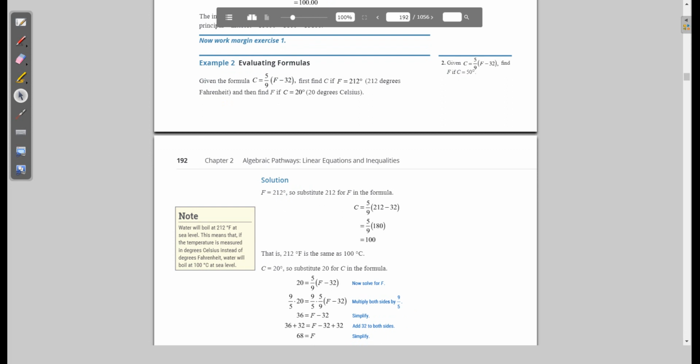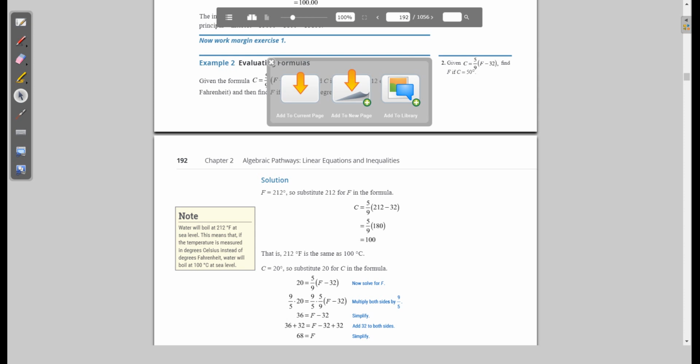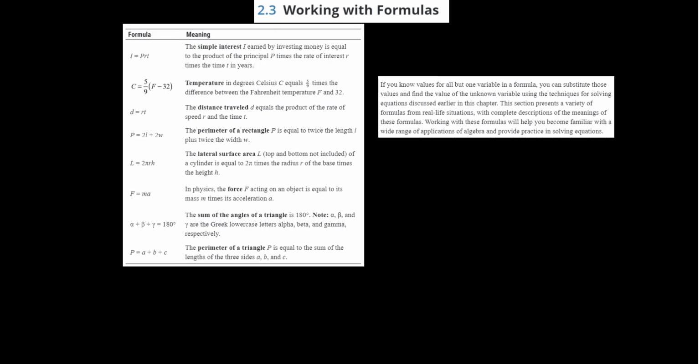So next up, we're just going to go from Celsius to Fahrenheit, and we'll talk about this here in a moment. We're going to go back to the very first page we had right here.